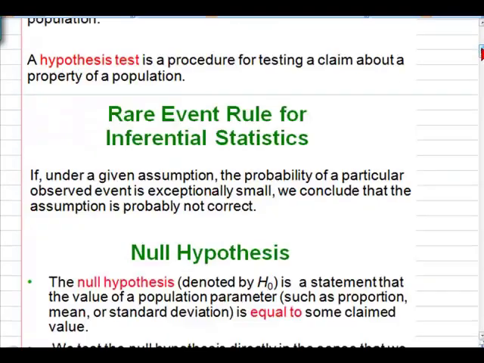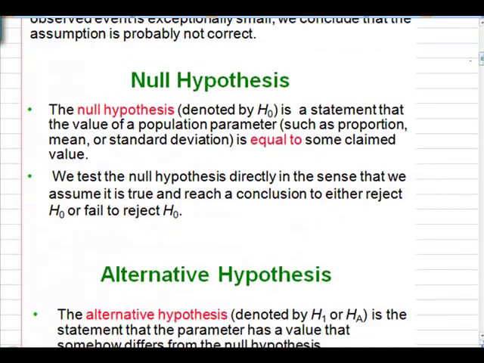Now, I talk about the assumptions because whenever we're doing tests of hypothesis, we assume the null hypothesis is true. And if we get a very low probability of what we see happening with that assumption that the null hypothesis is true, then we have to conclude that our null hypothesis is not true, which means it's false. We test the null hypothesis directly in the sense that we assume it's true and reach a conclusion to either reject or fail to reject the null hypothesis.